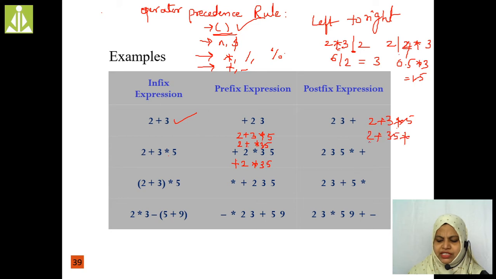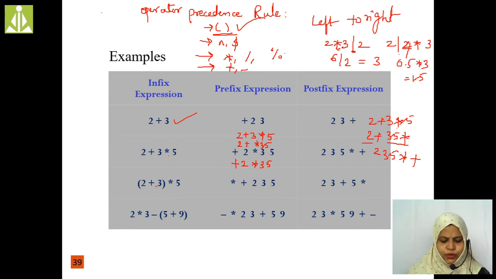Now this is one operand, and this is the second operand. So now I am going to convert this expression. My expression is 2 3 5 star plus, right? This is the postfix expression for 2 plus 3 star 5. So plus 2 star 3 5 is the prefix, and 2 3 5 star plus is the postfix, both equivalent to 2 plus 3 star 5.